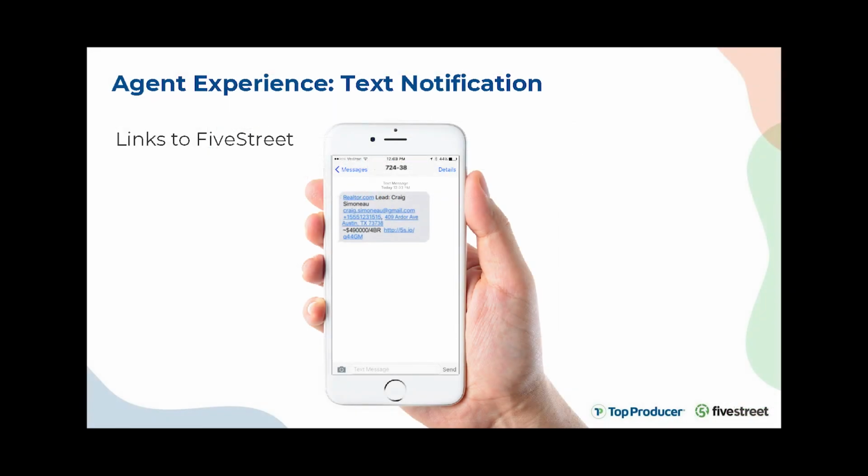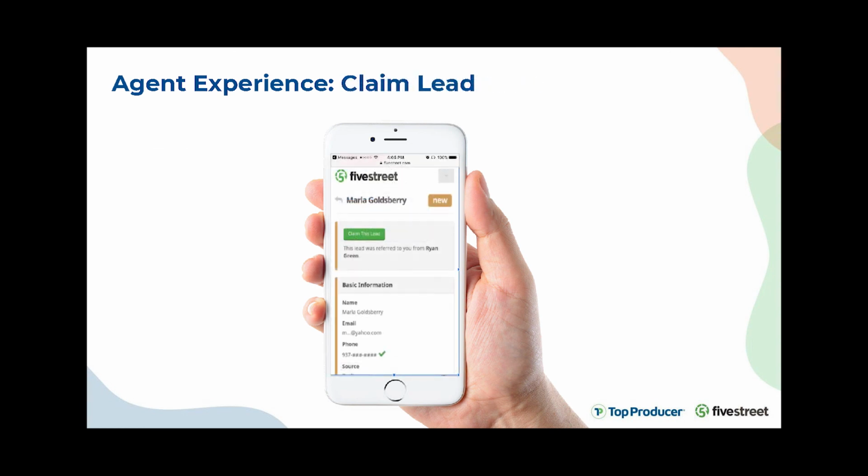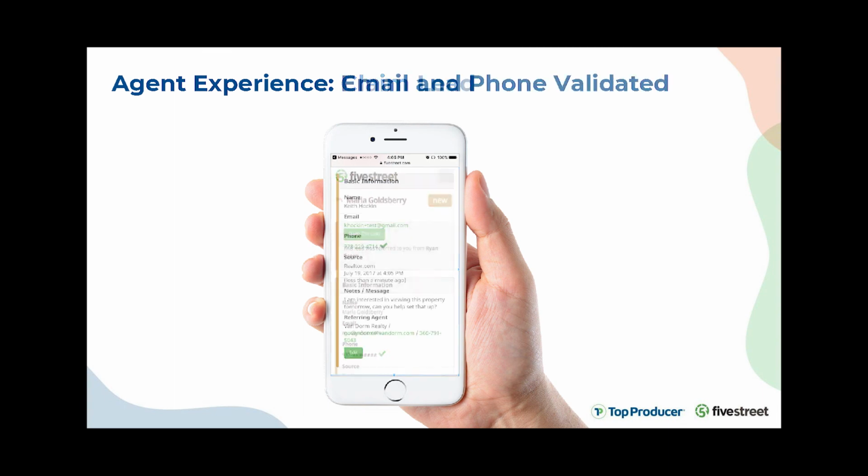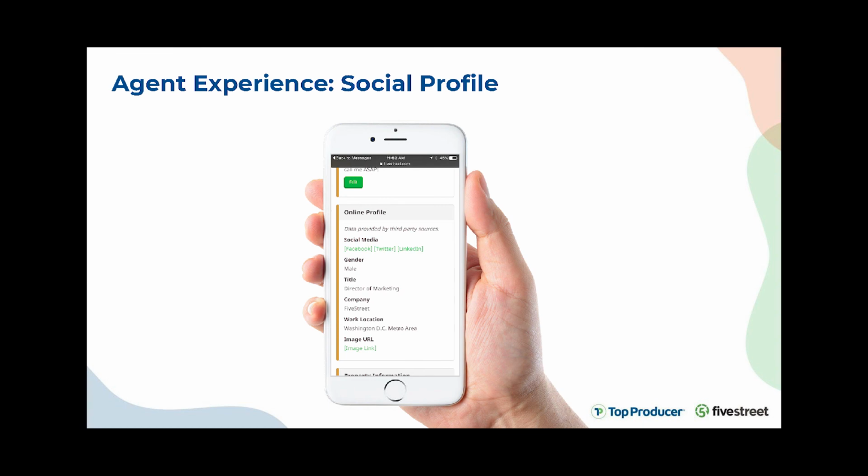If a new lead inquiry comes in that you're eligible for, you'll receive a text message notification containing the lead's basic information, as well as a link at the very bottom to launch FiveStreet on your phone. From here, you can see the lead's full profile information, and if you're on a team, you can claim the lead with the green button at the top. Scrolling down reveals even more information as long as it's available, such as notes, social media profile information, and more.